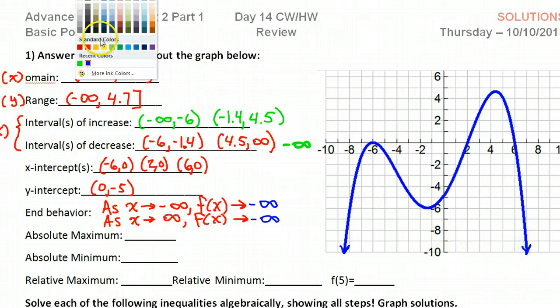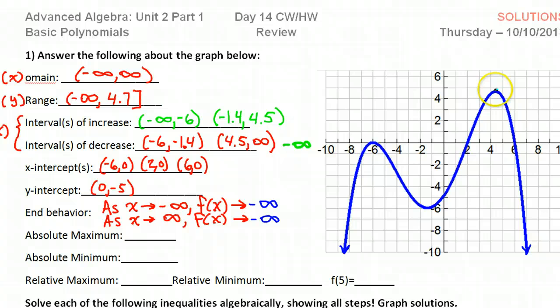Okay, the absolute maximum is right here. This is the highest point on the graph. So there is an absolute maximum at 4.5 comma 4.7 or something like that. Now, if you said 4.5 comma 4.5, I would give you that, but just give me some decimal to show that you see that it's in between the lines.